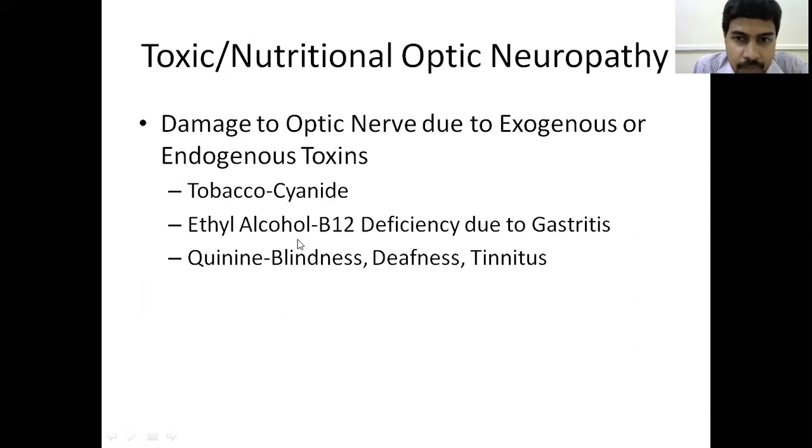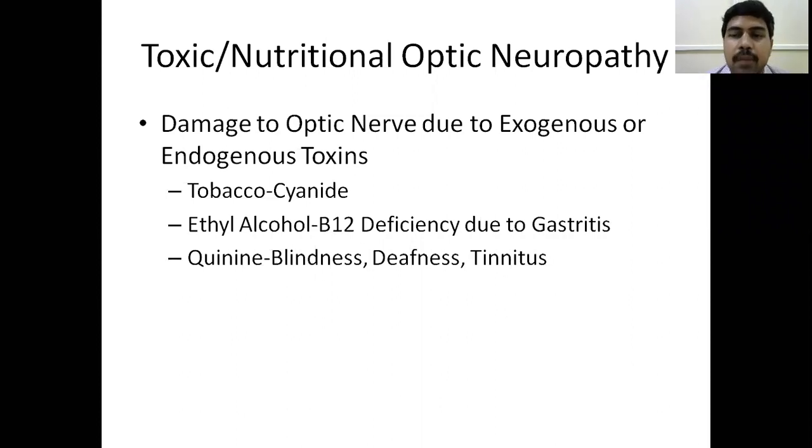Similarly, ethyl alcohol. A chronic alcoholic, when he consumes so much ethyl alcohol, lands up in B12 deficiency. Vitamin B12 absorption is decreased due to gastritis, because excessive ethyl alcohol intake leads to gastritis. Because of gastritis, B12 deficiency is there. So when vitamin B12 intake is reduced, it causes optic neuropathy, which is a type of nutritional optic neuropathy.